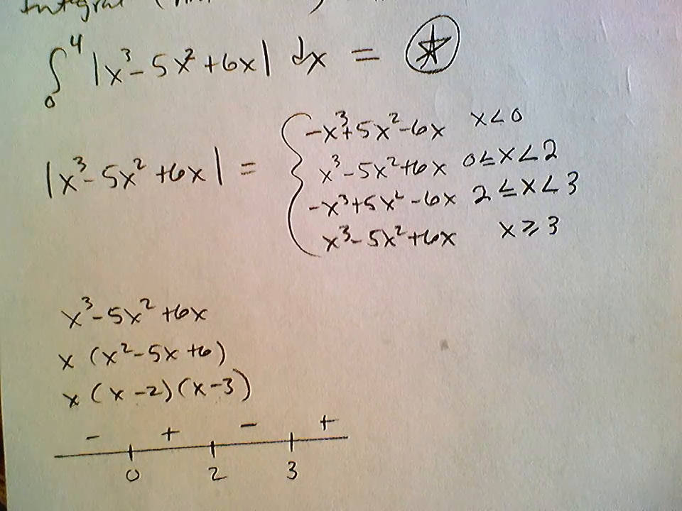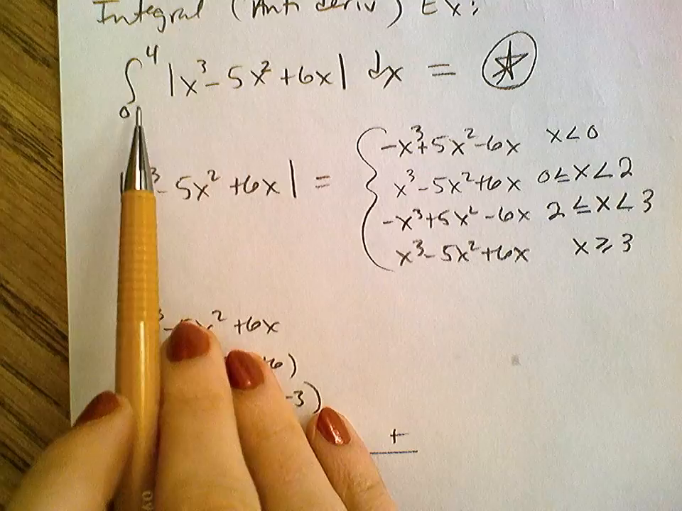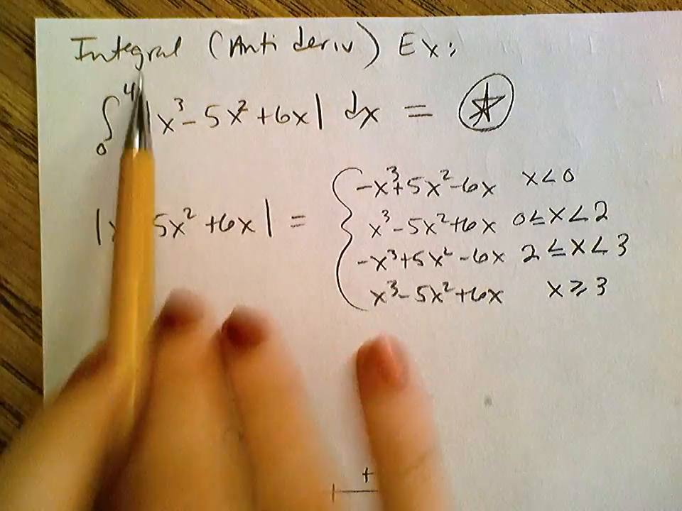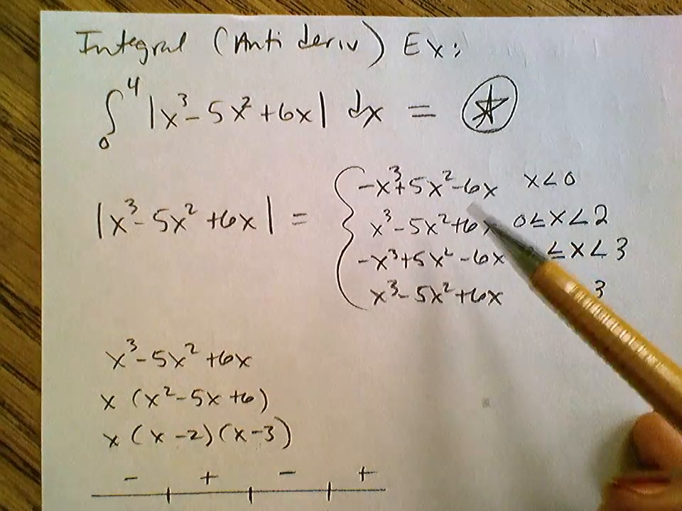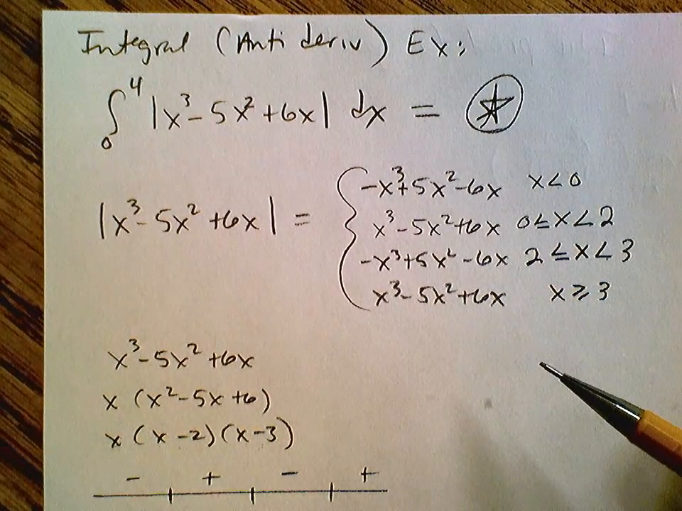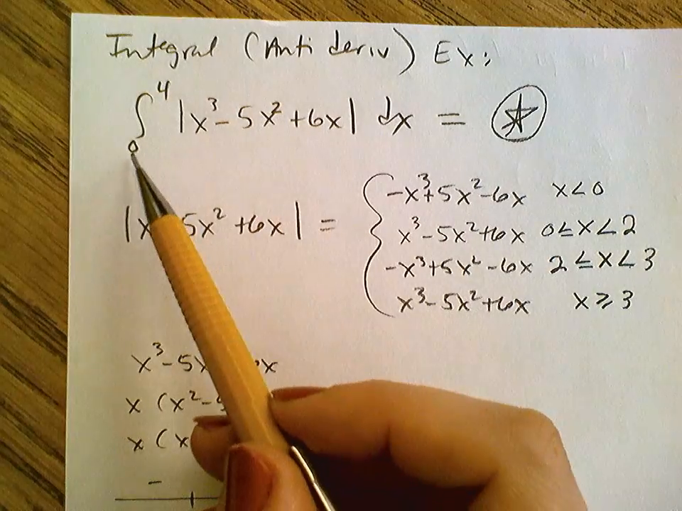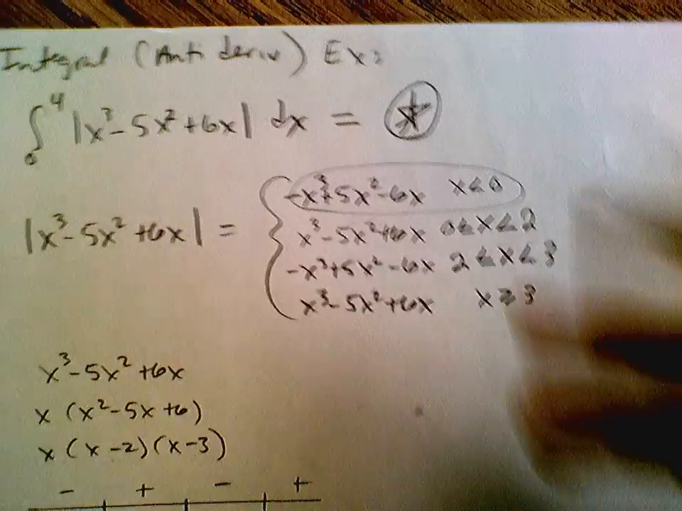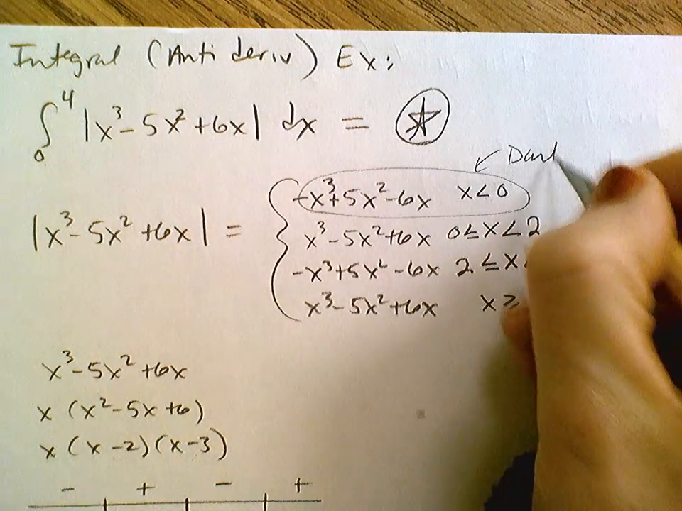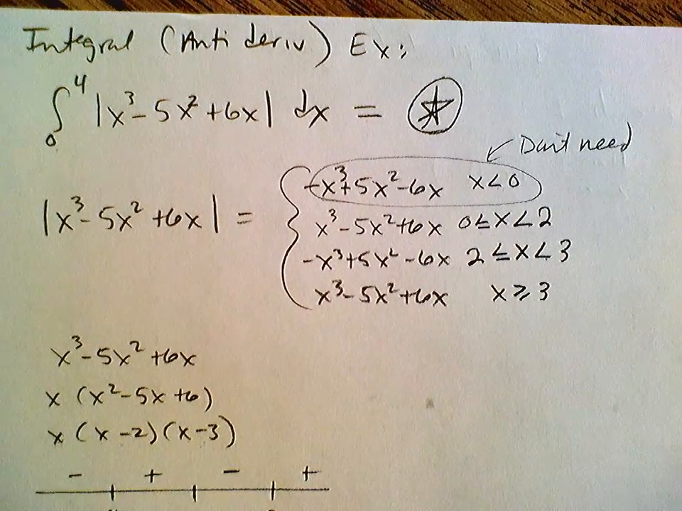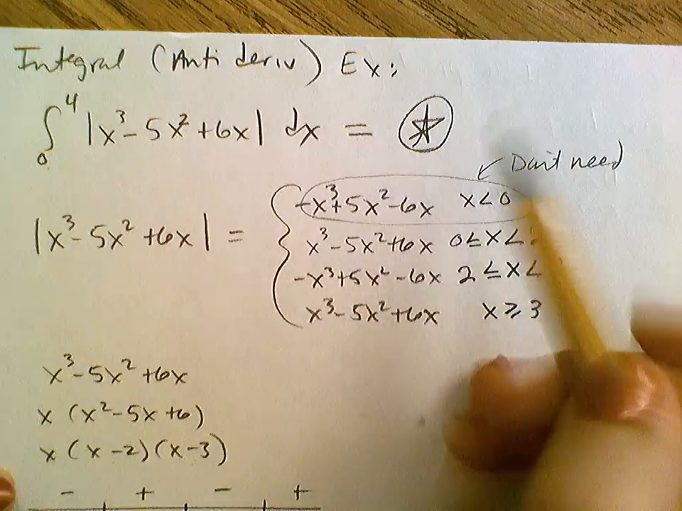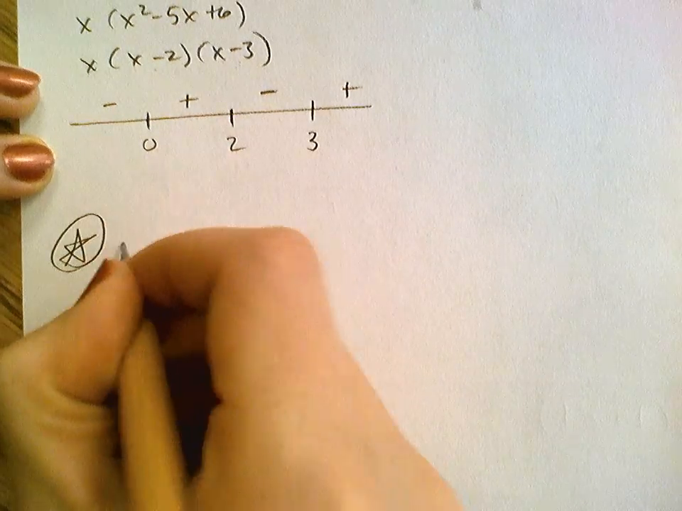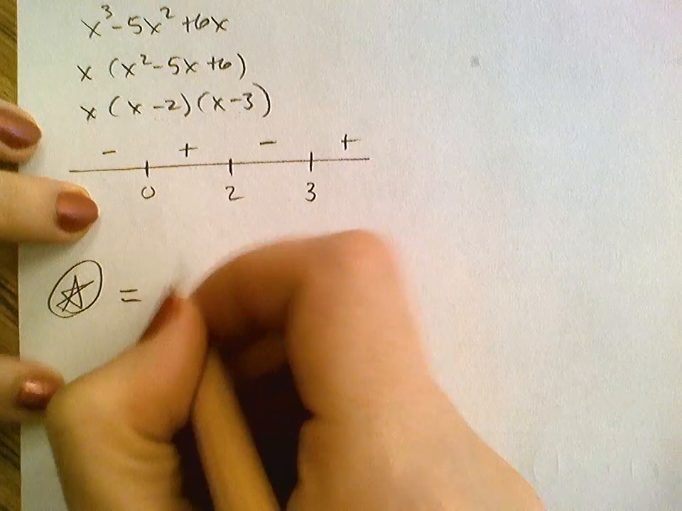And now, to find the area under this curve on 0 to 4, we've got to split it up into different integrals. Now this integral starts at 0. So this part that is less than 0, we don't need. So I'm going to take this star and put it down here. This is just a nice way for people to follow your work.